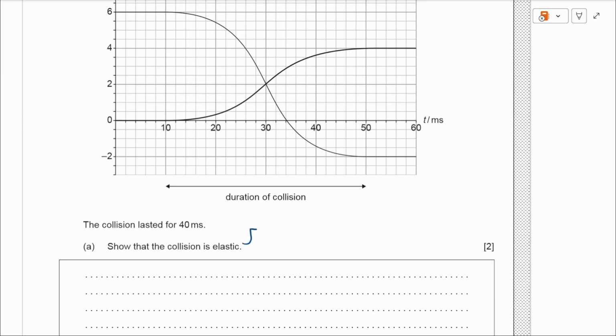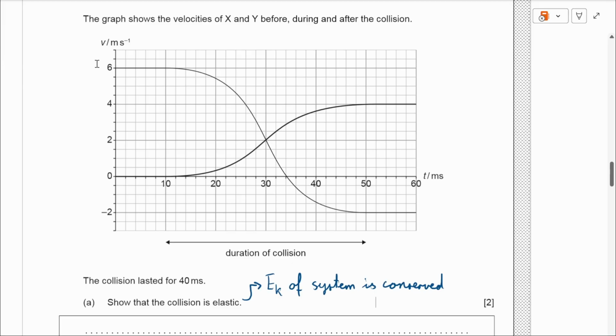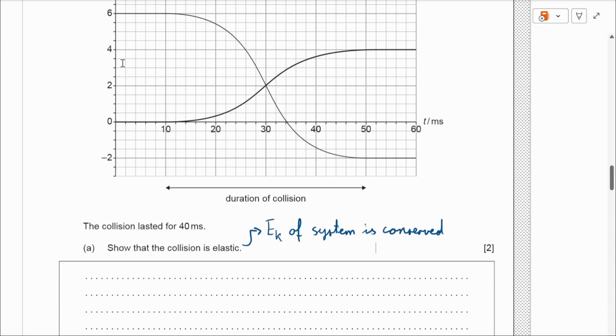So it's good to remember, an elastic collision is just where the kinetic energy of the system is conserved. The opposite of this is an inelastic collision where the kinetic energy of the system is not conserved. So this is what we need to check. We can see that at the start we only had kinetic energy from this car X. It only has a speed of 6 meters per second.